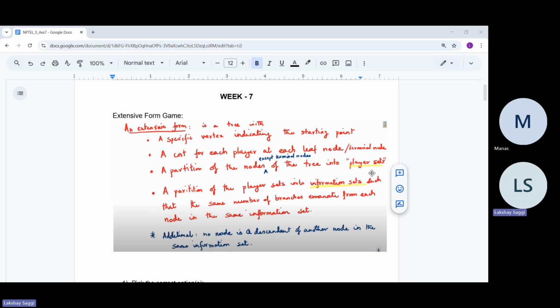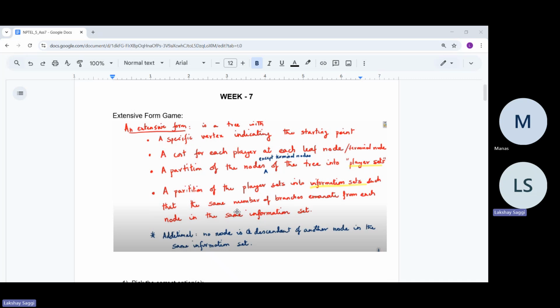What intuitively all of these information sets correspond to is that player one cannot distinguish between two nodes belonging to the same information set. So if two nodes belong to the same information set, then player one cannot distinguish between these two nodes. Player one really has no way of telling which of these two nodes it is at. And you can see this encodes information. This means that player one does not have the full information of at which node exactly player one is present.